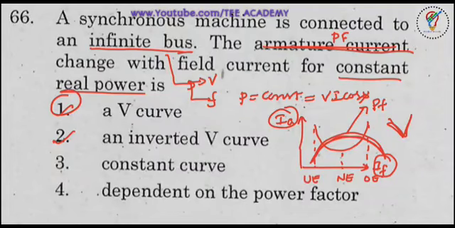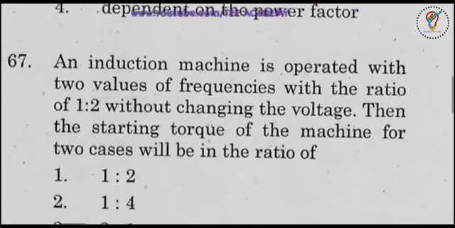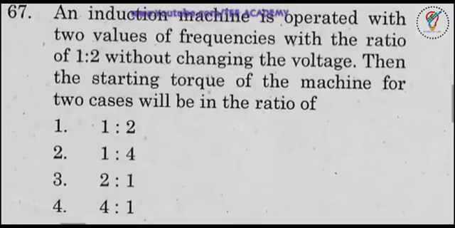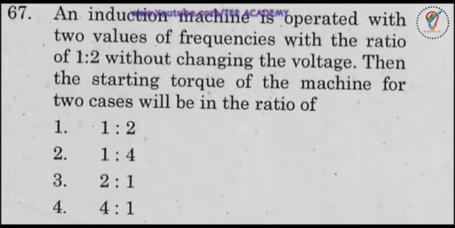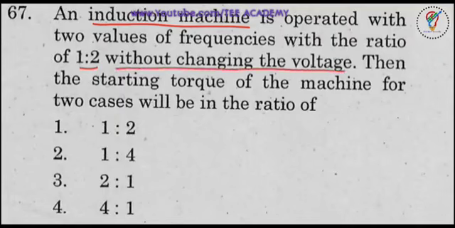Okay, next we'll move to the next question here. Hope you are understanding. Now the third question is from induction machines. An induction machine is operated with two values of frequencies with the ratio of 1:2. So for example, the first one is F1, the second one will be 2 times that of the first one, without changing voltage. So here there is no change in voltage.